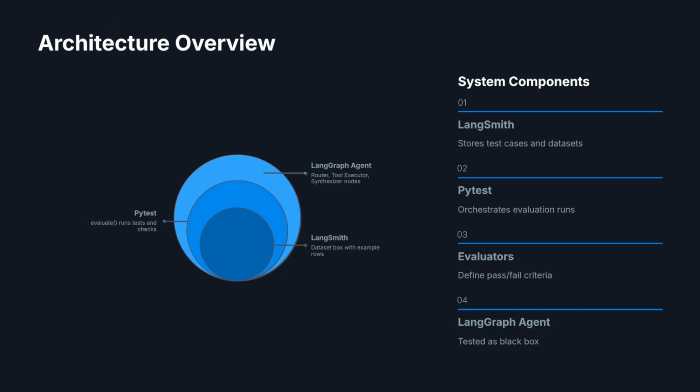Here is how the pieces fit together. LangSmith acts as your test case storage. It holds datasets where each example has an input query and a reference output describing what the agent should do. Pytest is your test runner, and inside each test function you call LangSmith's evaluate function, which takes your agent, your dataset, and a list of evaluator functions. The evaluators are where your actual assertions live. These are plain Python functions that receive the agent's output and the reference examples and then return a score. Your LangGraph agent sits at the bottom doing what it normally does: routing queries, executing tools, and synthesizing responses. The key thing is that none of this requires modifying your agent code. You're testing the agent as a black box from the outside.